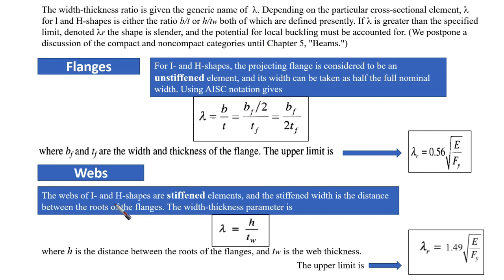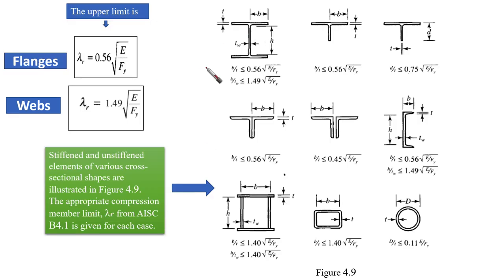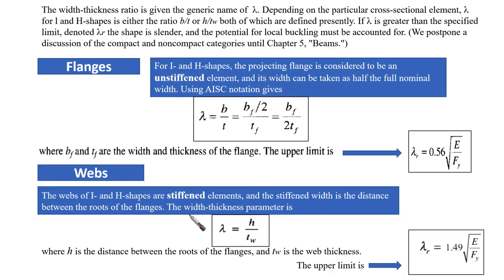The webs of I and H shapes are stiffened elements, and the stiffened width is the distance between the roots of the flanges. So this is the flange here, and at this flange we have some curvature here. So we are going to start from here. That's the point of the roots, roots of the flanges. And the width thickness parameter, which is T web.